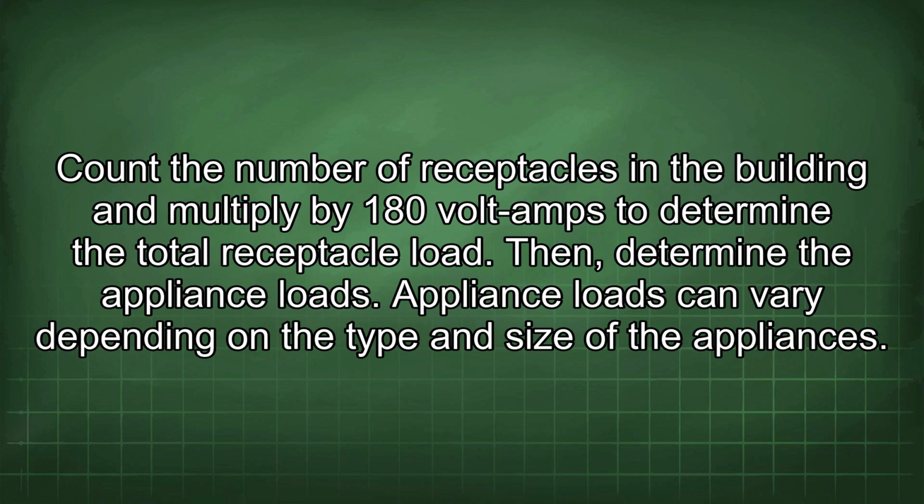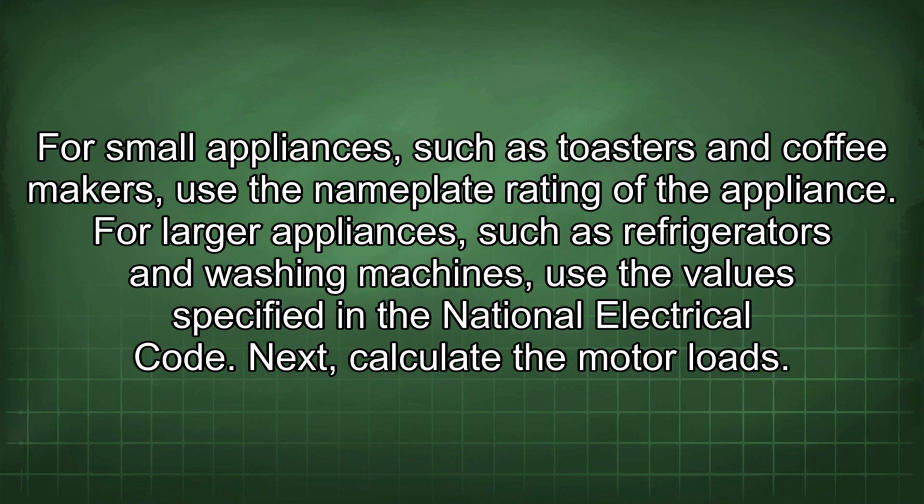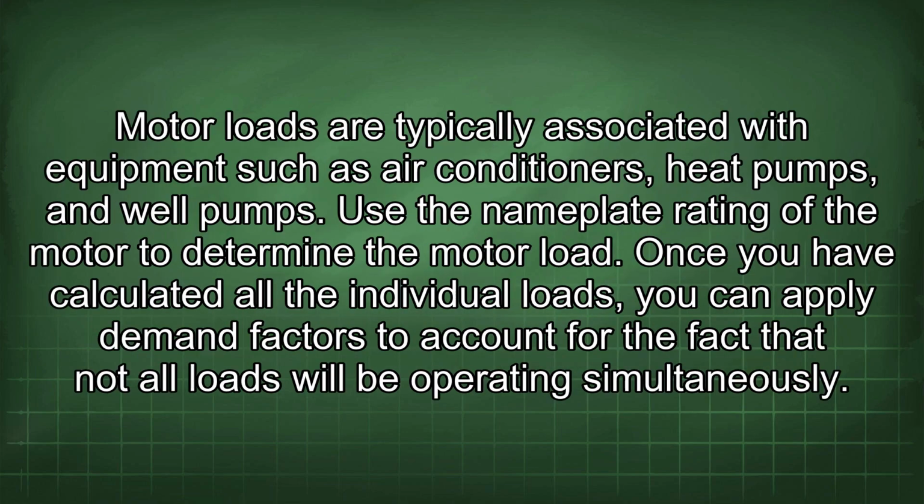Appliance loads can vary depending on the type and size of the appliances. For small appliances, such as toasters and coffee makers, use the nameplate rating of the appliance. For larger appliances, such as refrigerators and washing machines, use the value specified in the National Electrical Code. Next, calculate the motor loads. Motor loads are typically associated with equipment such as air conditioners, heat pumps, and well pumps. Use the nameplate rating of the motor to determine the motor load.